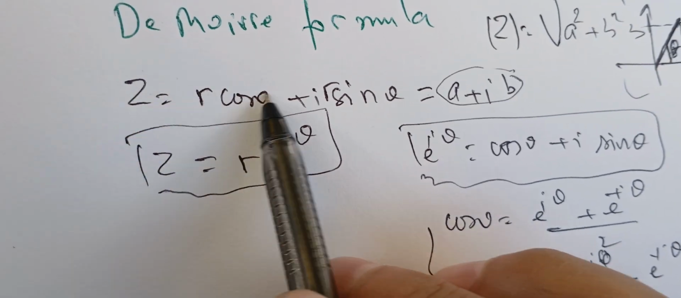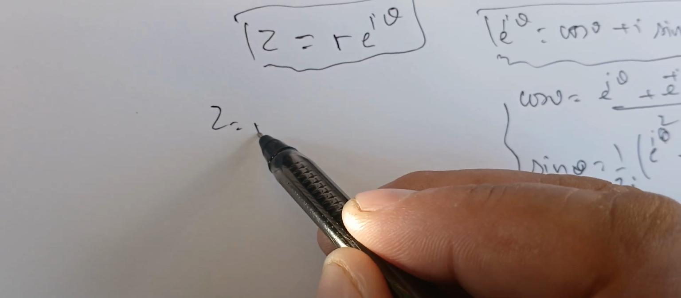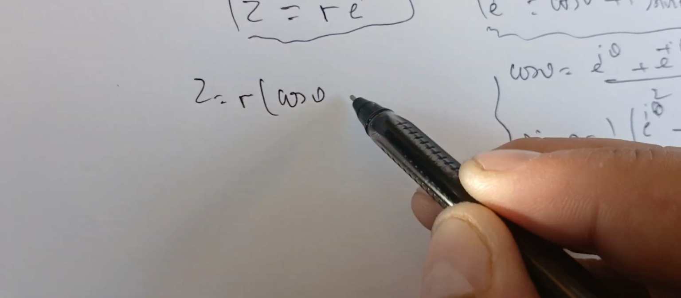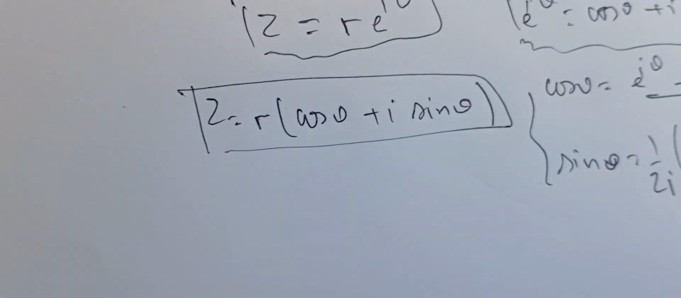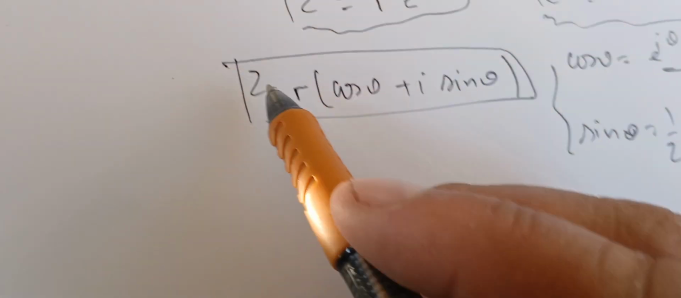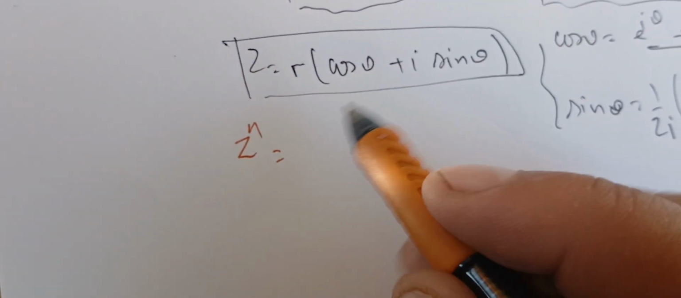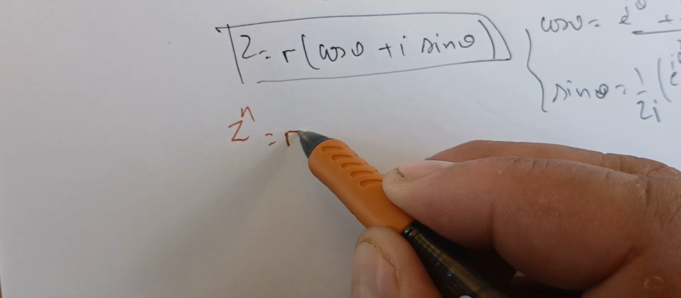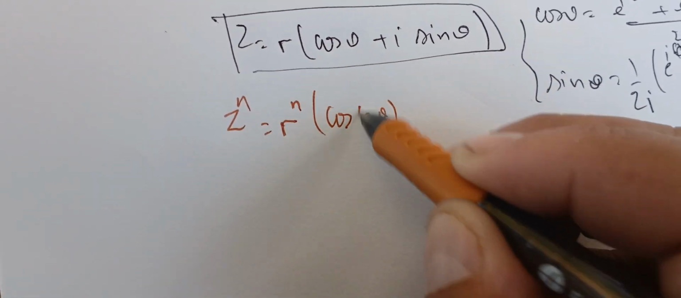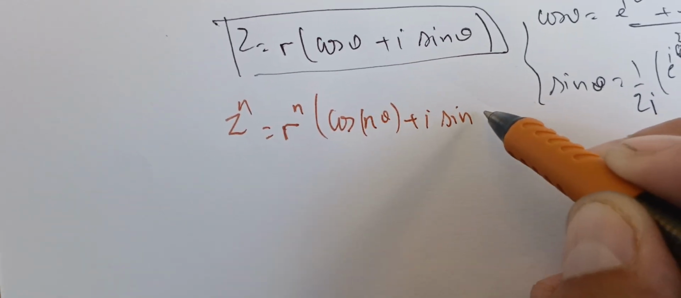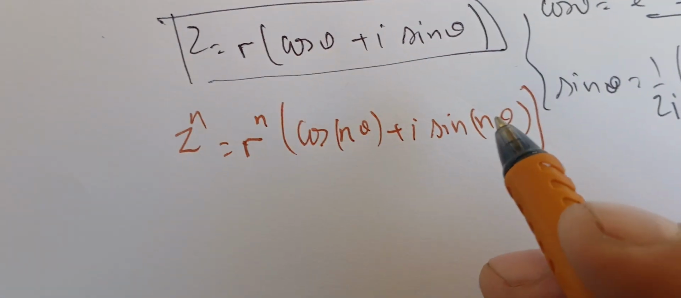Given that z can be written in this form, I'm going to factor out r, giving r times cosine theta plus i sine theta. So De Moivre is answering this question: what's the formula for z to the power n? Z to the power n, according to De Moivre, is you take the modulus and raise it to n, and you take the argument and multiply it by n, for the real and imaginary parts. Okay, so this is De Moivre's formula.